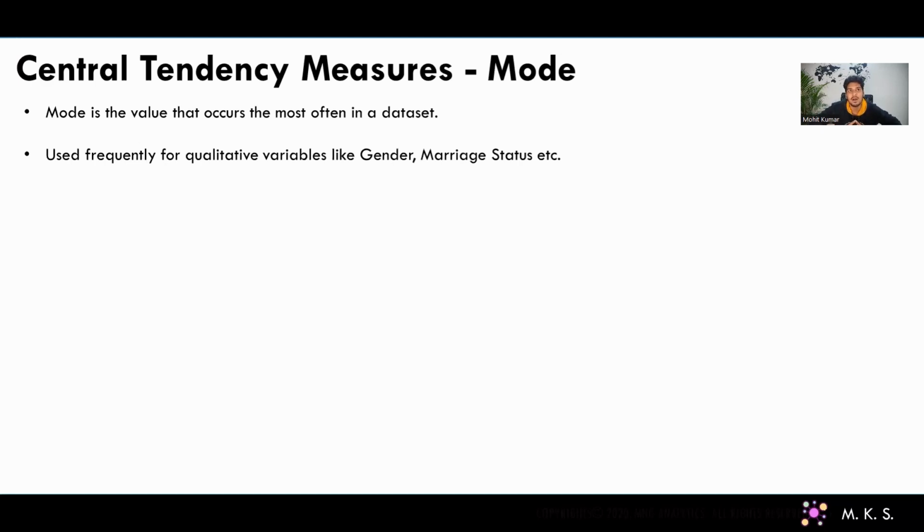Let's say we have a bank customers data, right? We have all the customers list with their gender and marriage status. Then we can find out whether we have more male customers or more female customers, right? So that is nothing but the mode. We want to find out which particular category is present in our data the most, right? So mode is the value that occurs the most often in the data set. And we use mode for qualitative variables like gender, marriage status, etc.